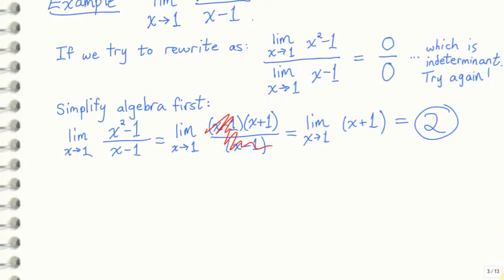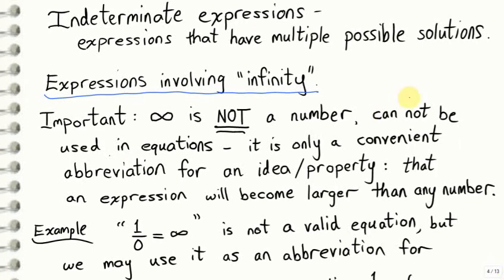So, indeterminate expressions, basically they're expressions which have multiple possible solutions. Now, another place where these come from is expressions which involve infinity. Now, this can lead to great confusion. It often does. Because infinity is not a number. You cannot use infinity in equations. This leads to more misunderstandings than possibly anything else in math. Infinity is an abbreviation. It's shorthand for an idea or a property. That something which is, quote, equal to infinity, it just means that it's larger than any number that you could think of.